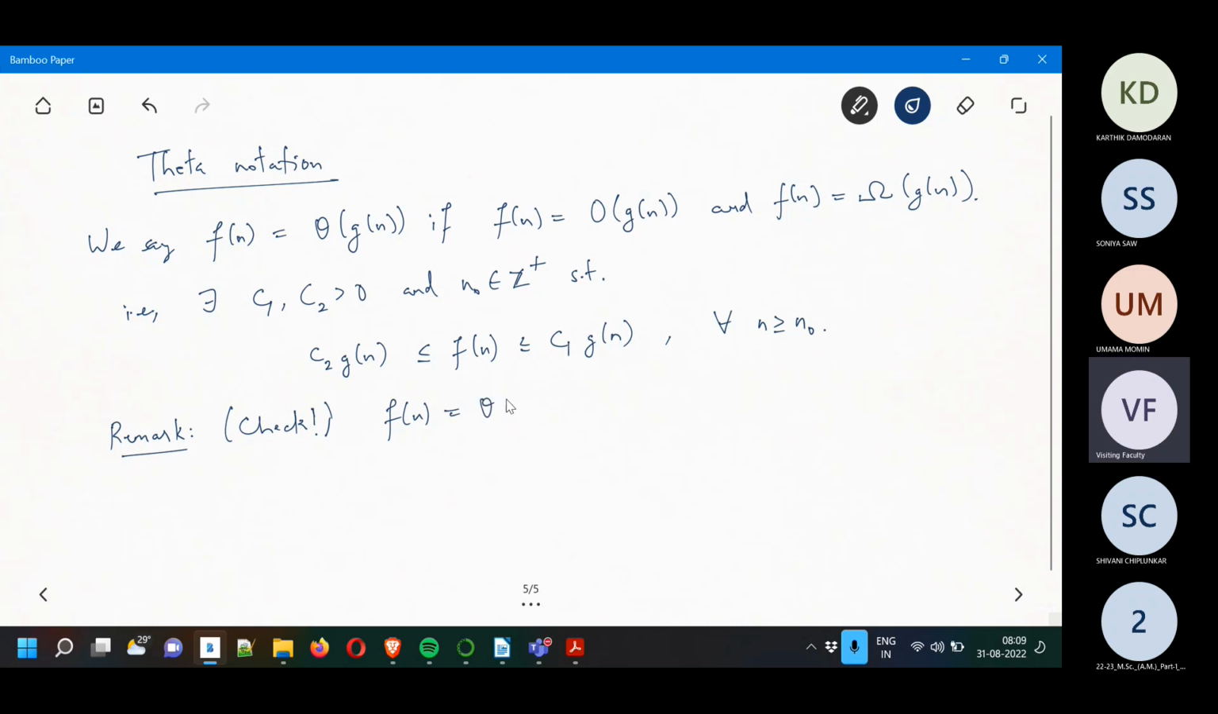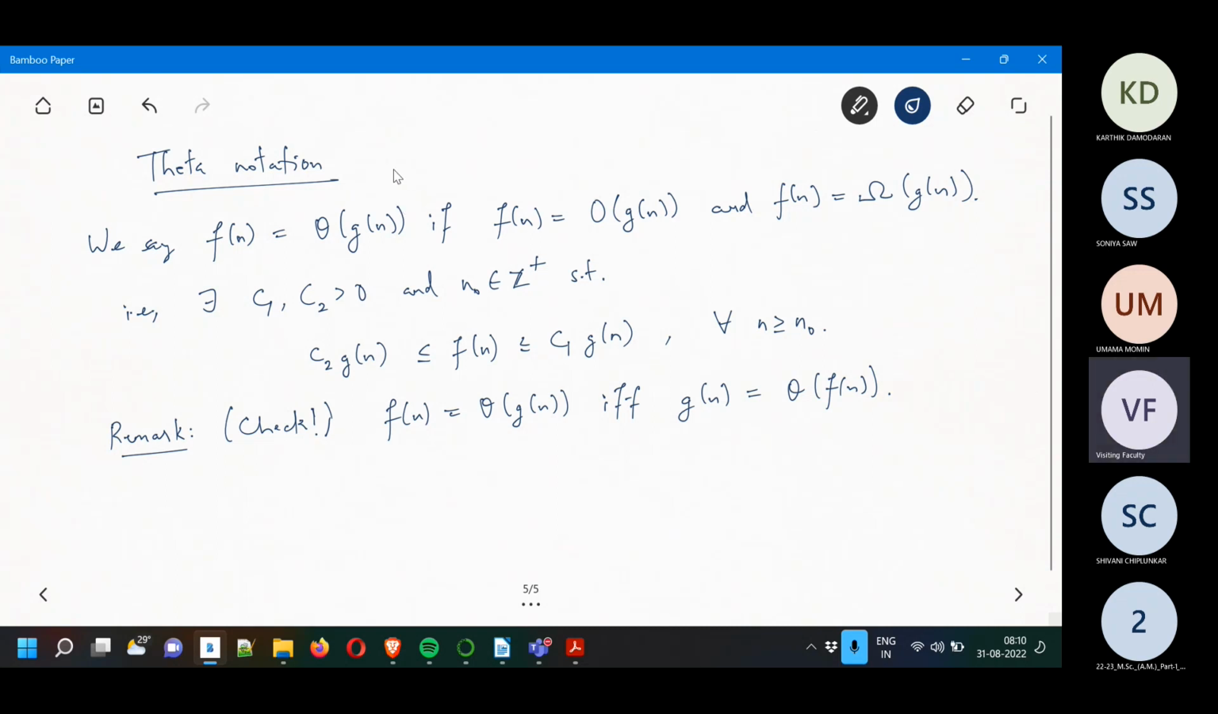F of n is theta g of n if and only if g of n is theta f. This much is definitely true, right?